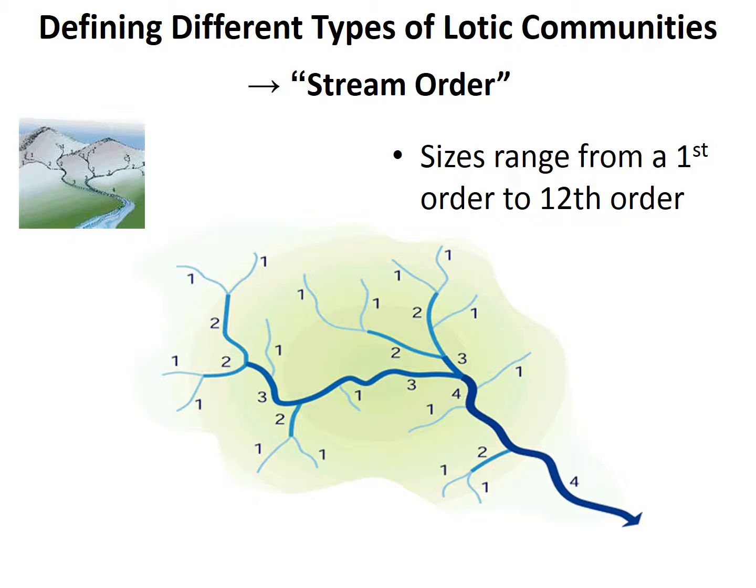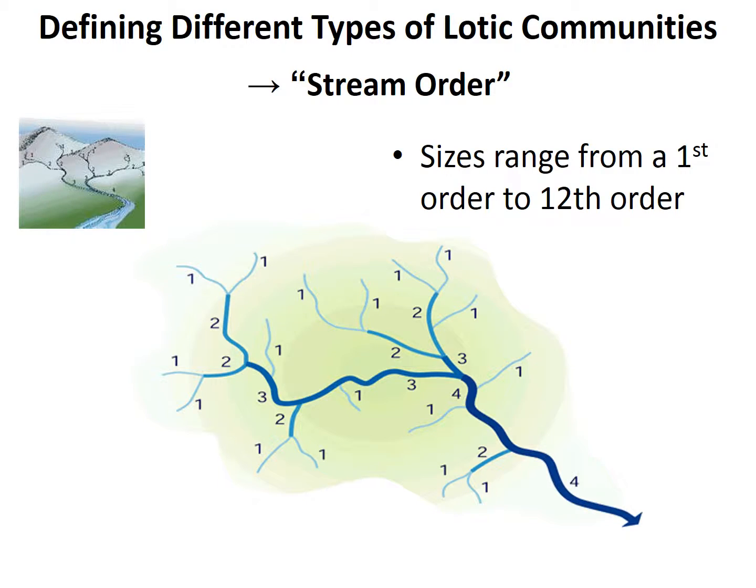But notice here I have a third order stream, and I have a first order stream flowing into it. I do not bump up to a fourth order stream. In fact, as I continue down here, it's still a third order stream, still a third order stream, and I have a second order stream flow into it. This water body remains a third order stream, and I get another first order stream flowing into it, stays a third order stream. It is not until down here, when another third order stream flows into this water, that it bumps up to be considered a fourth order stream.